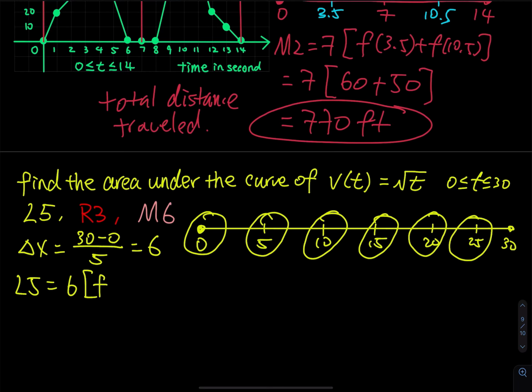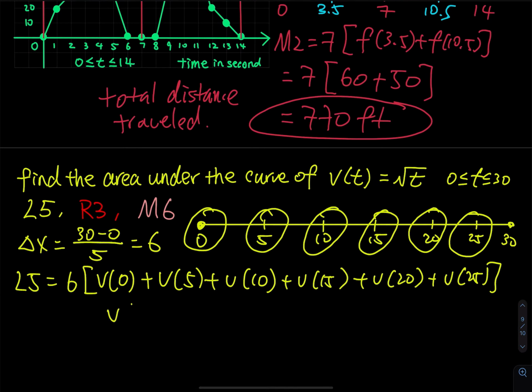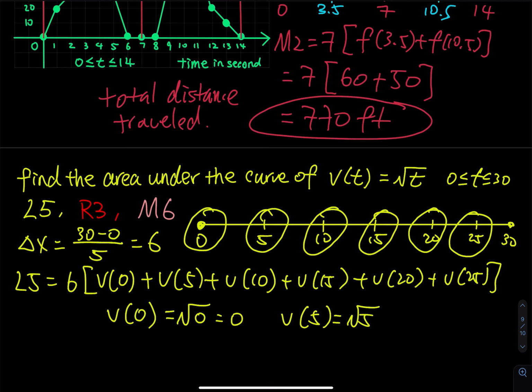So we have f of 0. Actually, it's a v of 0, right? So v of 0 plus v of 5 plus v of 10, and then plus v of 15, and then plus v of 20, and then plus v of 25. So this one is v of 0, so you can take that as the square root of 0 equals 0. The v of 5, you can get the square root of 5, so that one is equal to, oh, you know what, it's a 6. It's a 6, it's not a 5.